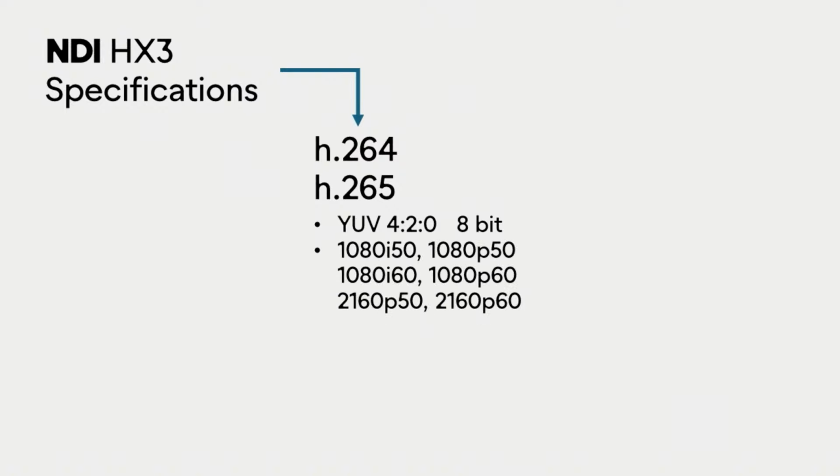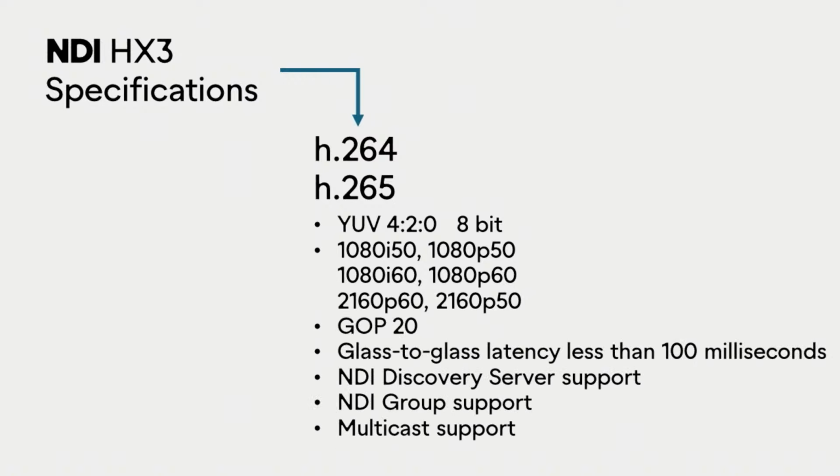And the formats supported are 1080 P50, P60, and Ultra HD P50 and P60. The GOP setting is 20, and the glass-to-glass camera latency, the camera to display, must be under 100 milliseconds. The user cannot be free to modify bitrate, GOP, or change any other setting, because changing this will change this stream into a different format than NDI HX3. Moreover, NDI Discovery Server, NDI Group, and multicast support are mandatory in HX3.